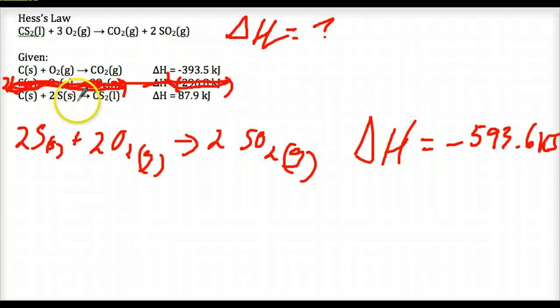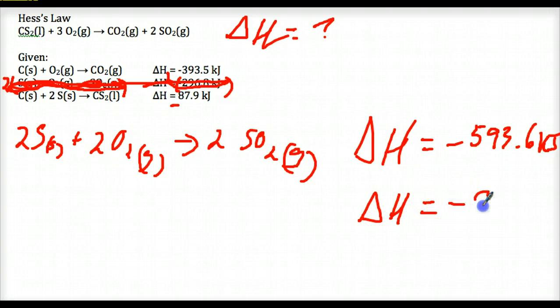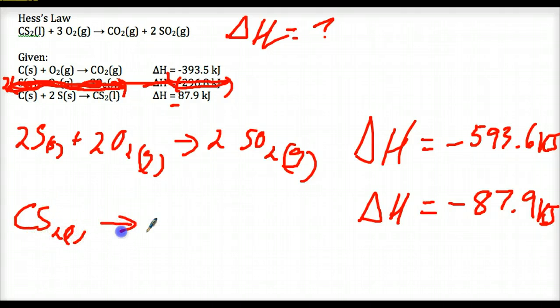Unfortunately, our CS2 is a product. We need it to be in the reactant side, so we have to flip it. When I flip it, I'm going to take the minus, or the opposite, of the delta H. So it's now going to be a negative 87.9 kilojoules. And when I do that, I'm going to have CS2 liquid. I should really skip the state symbols. Carbon plus 2 sulfurs.